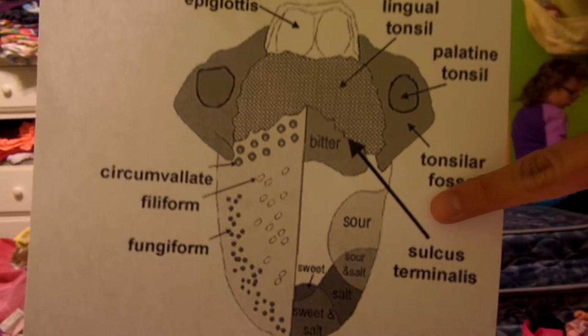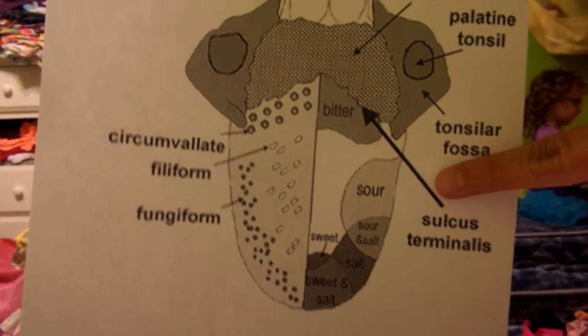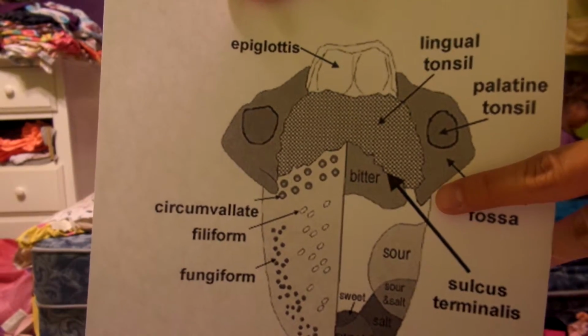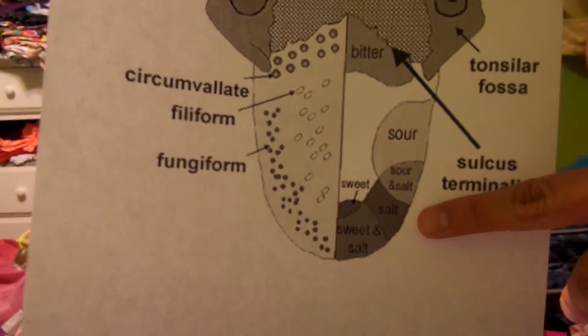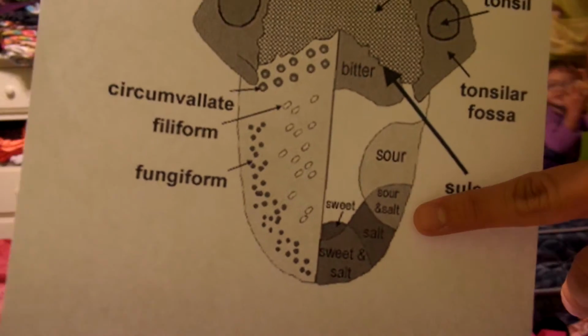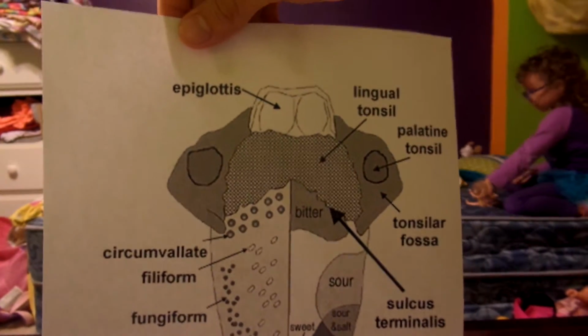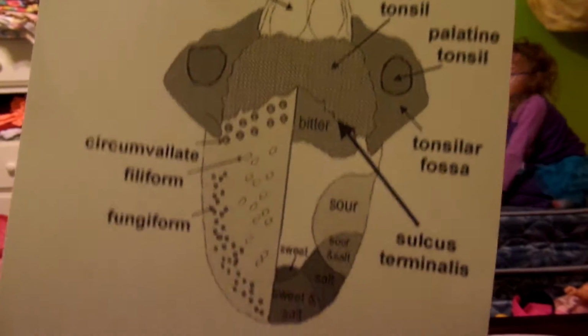Sour is usually depicted with acids, gives a little more tart taste, like when we eat lemons or limes. And when we eat salty stuff, it's more towards the front, kind of like pretzels. It gives you more of that little salt taste, or if you were just to eat salt by itself, but I don't know why anyone would do that.